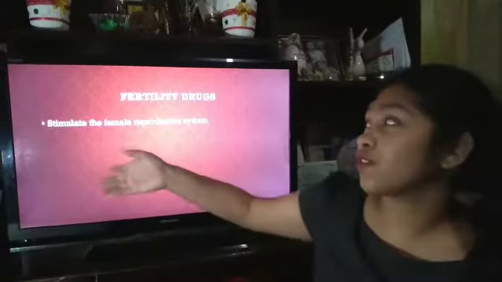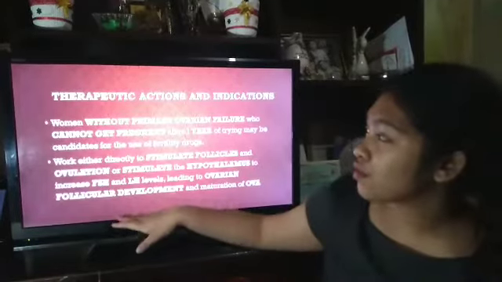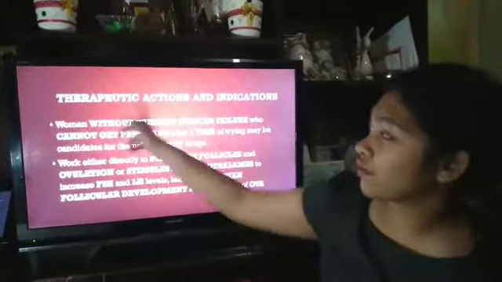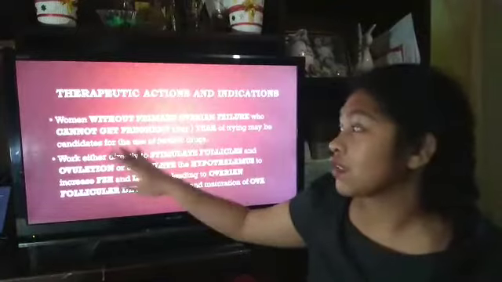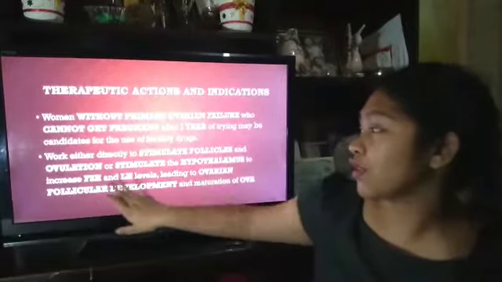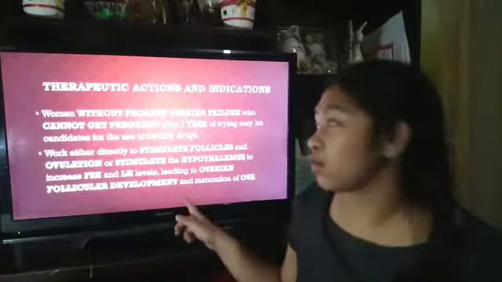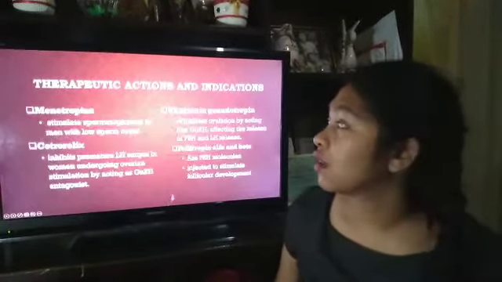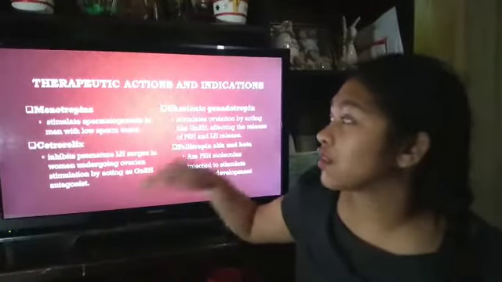So next is fertility drugs. Fertility drugs stimulate the female reproductive system. Its use is for women without primary ovarian failure who cannot get pregnant after 1 year of trying. It stimulates follicles and ovulation, or stimulates the hypothalamus to increase FSH and LH levels to lead to ovarian follicular development and maturation of ova. These are therapeutic actions and indications of fertility drugs.